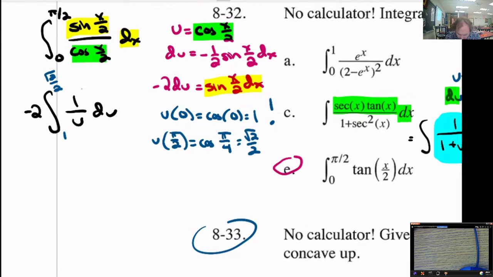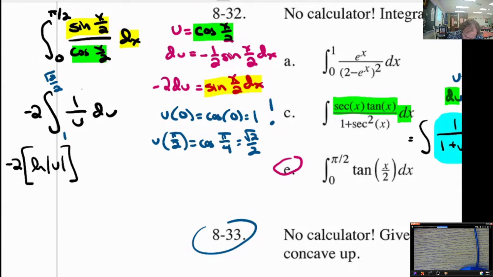The antiderivative of the 1 over u is the natural log of the absolute value of u. So we got negative 2 times the natural log of the absolute value of u. And we're going to evaluate this from the square root of 2 over 2 to 1, like that. We're just going to plug in those numbers and subtract. So negative 2 times the natural log of the square root of 2 over 2 minus the natural log of 1. The nice thing here is the natural log of 1 is 0. So that is just the natural log of square root of 2 over 2 times negative 2.